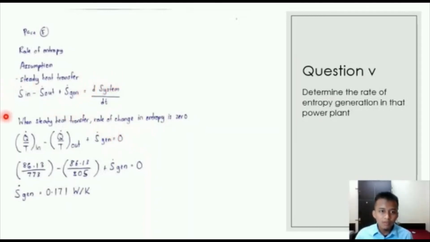From this formula, we have to convert it into this equation. This Q dot is what we found in the previous question, which is the heat produced. Then to find S gen, or the rate of entropy generation, we substitute all the data that we have gained into this equation, and this is the answer. The rate of entropy generation is equal to 0.171 W over K.